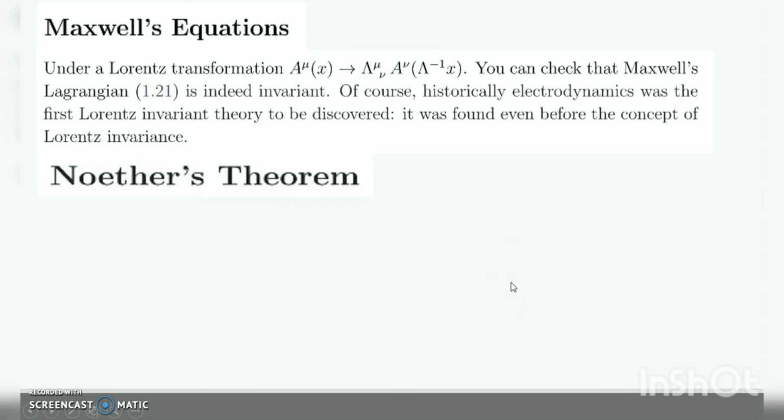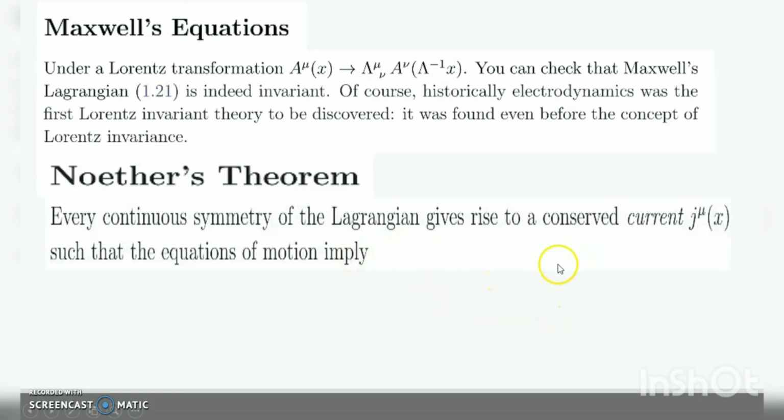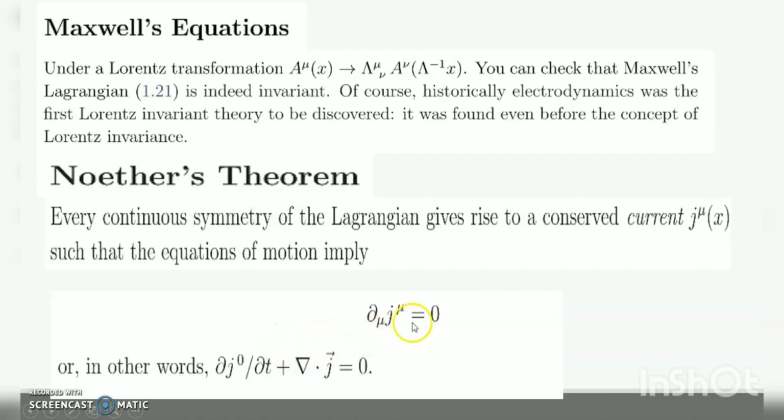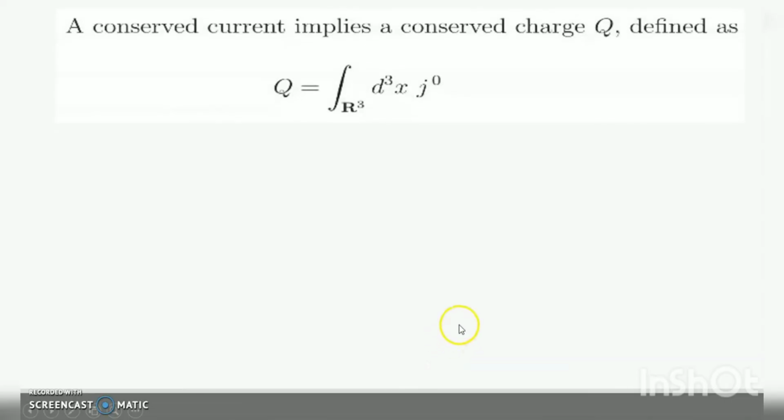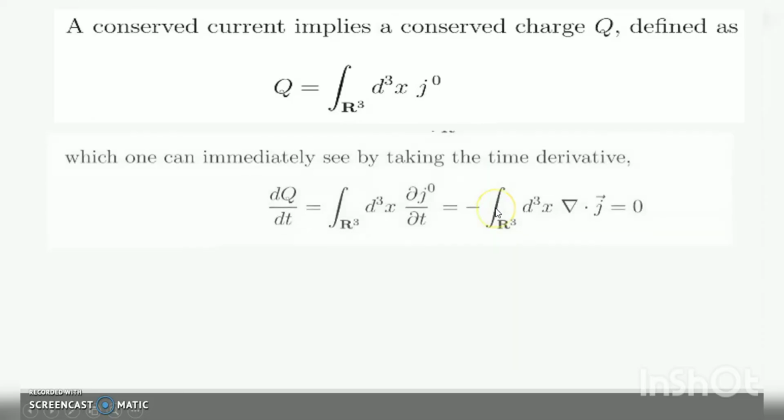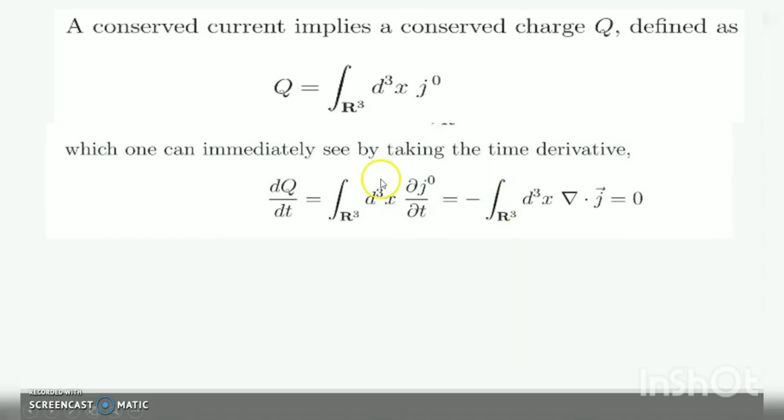Another topic is Noether's theorem, which I have already discussed in my Klein-Gordon equation video. Here you can check that every continuous symmetry of the Lagrangian gives a conserved current J^mu(x), and the equations of motion imply that, in other words, del_mu J^mu is equal to 0. This is Noether's theorem, the conserved current. The charge Q is the integral of d^3x J^0, and repeating the analysis above, we find another equation.